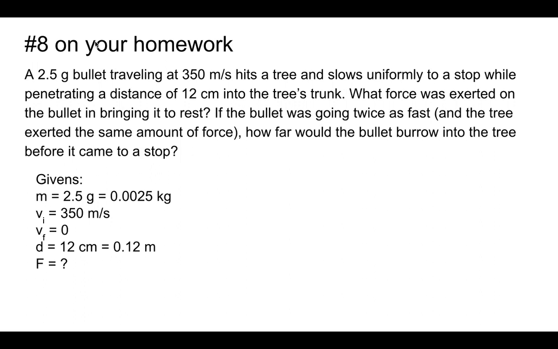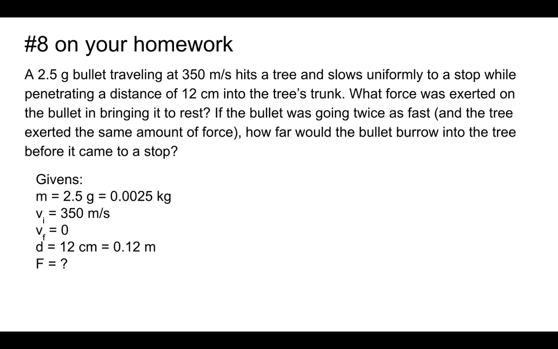All right, so let's do one more before we stop. This is number 8 on your homework, so I'm helping you out with this one. We have a 2.5 gram bullet traveling at 350 meters per second, hits a tree and slows uniformly to a stop while penetrating a distance of 12 centimeters into the tree's trunk. What force was exerted on the bullet in bringing it to rest? And if the bullet was going twice as fast and the tree exerted the same amount of force, how far would the bullet burrow into the tree before it came to a stop?